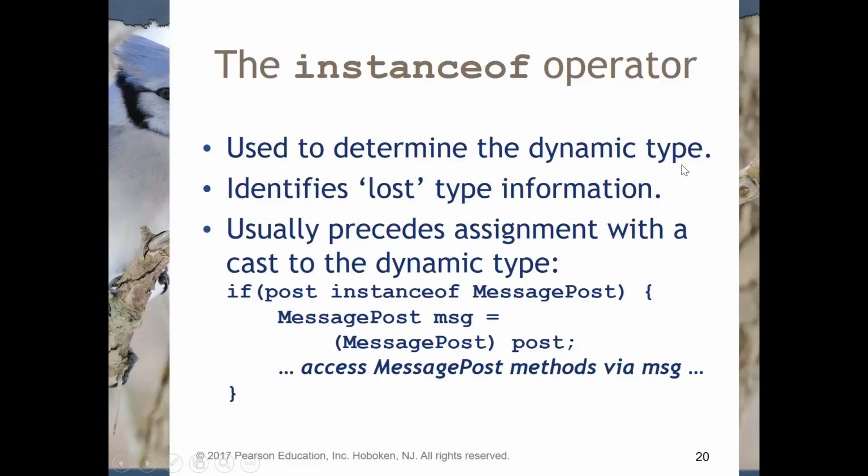It's used to determine the type. The dynamic type identifies the lost information. So in other words, when it's in Post, the type information is lost right now, but it does actually keep a little flag out there to help you out and make life a little easier. It usually precedes an assignment with the cast to the dynamic type. In other words, once I do this, then I know exactly what to cast it to. Typically, you want to check it to make sure that you're right, because what you don't want to do is try to assign it to the wrong type, and then you get a runtime error, and suddenly you have more problems than you expected.